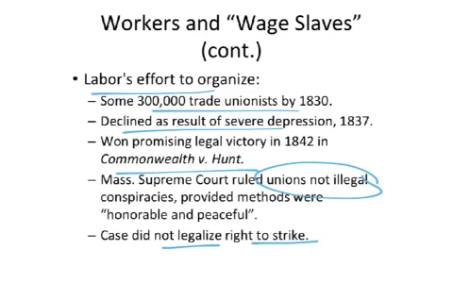Labor's effort to organize started with some 30,000 trade unionists in 1830, and it declined as a result of a severe depression in 1837. But then it won a promising legal victory in 1842 in Commonwealth versus Hunt, where the Massachusetts Supreme Court ruled that unions were not illegal conspiracies and that they provided methods that were honorable and peaceful. So the case did not legalize the right to strike, only to unionize.